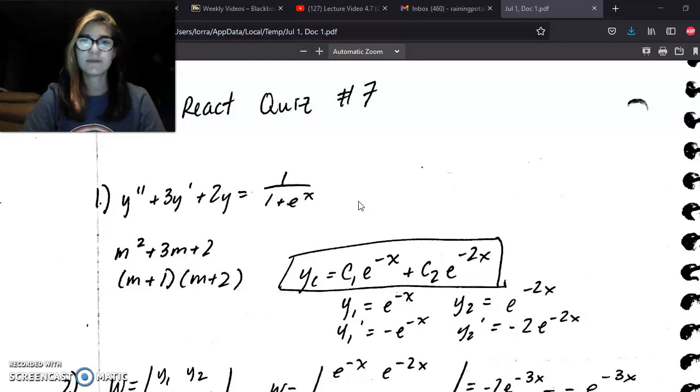And then you know that m is equal to -1 and m is equal to -2, so you can just plug that into your y of c equation. So y of c equals c1 e to the negative x plus c2 e to the negative 2x.